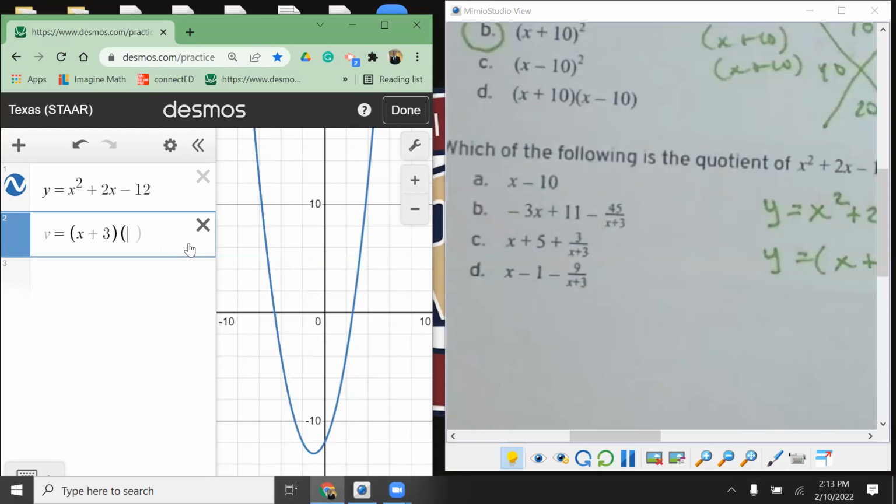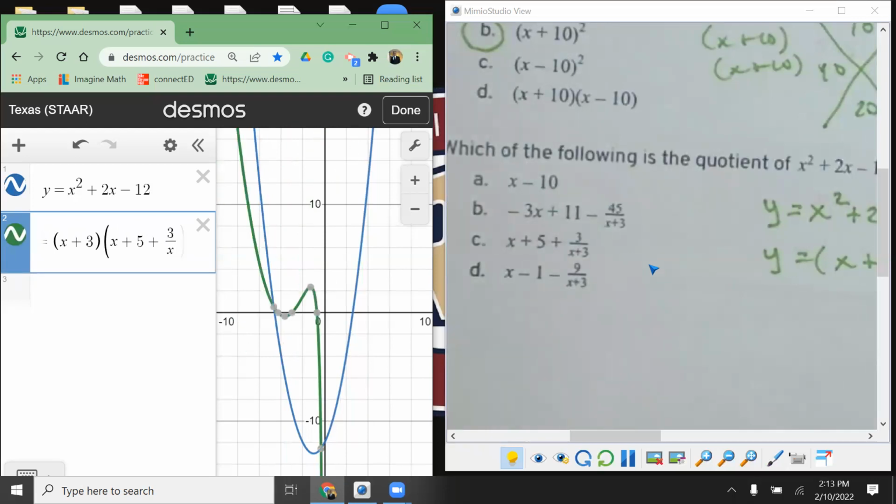I'm just backspacing here. All right, then I'm going to do x plus 5. See, I don't have to touch the x plus 3 because it's the same one every time. X plus 5 plus 3 divided by x plus 3. Oh, I put an equal sign. X plus 3. Okay, and you can see, does that look like it's the right answer? And it doesn't. That doesn't look like the right answer either. So looks like D is going to be my answer.